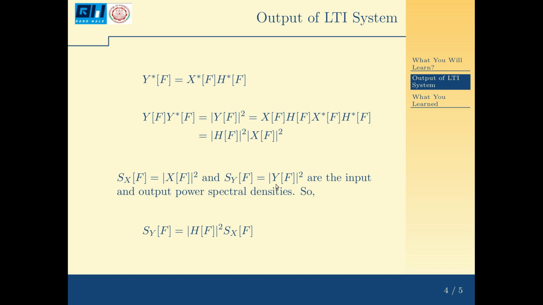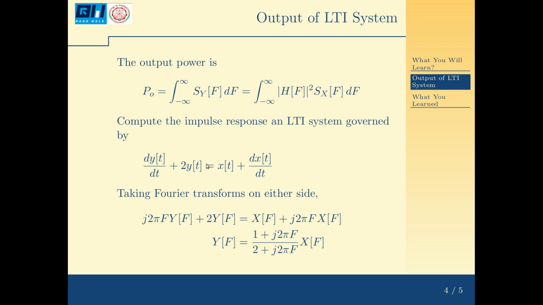S_Y(f) is equal to mod Y(f) square, and mod X(f) square is the input power spectral density S_X(f). So S_X(f), that is mod X(f) square, and S_Y(f), that is mod Y(f) square, are the input and output power spectral densities respectively. So the relation between the two is S_Y(f) equal to mod H(f) square into S_X(f). This is a very important relation.